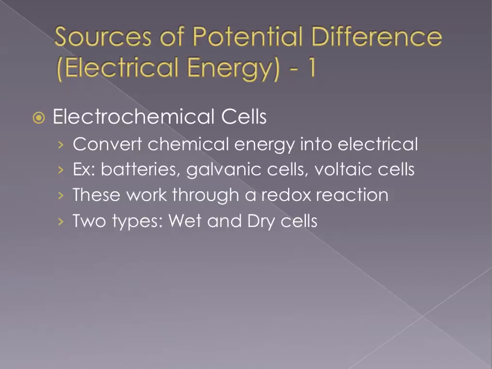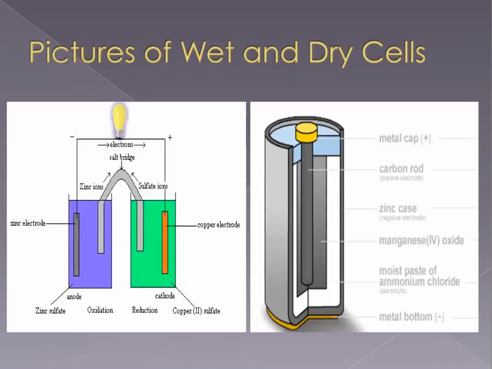One of the main sources of potential difference is an electrochemical cell. They convert chemical energy into electrical energy. Remember that chemical energy is energy stored in bonds and molecules. Examples of these are batteries and galvanic and voltaic cells. These work through a redox reaction, and there are wet cells and dry cells. Let me show you some pictures while we talk about it.